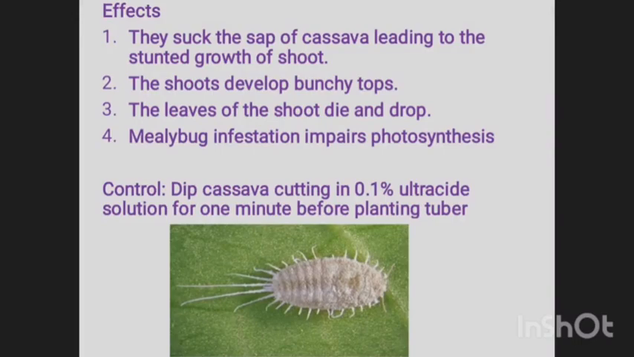How do you control the mealybug? Dip cassava cuttings into 0.1 Ultracide solution for 1 minute before planting the tuber.